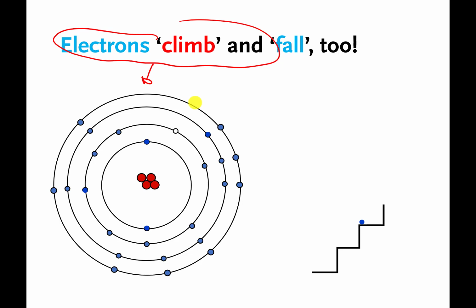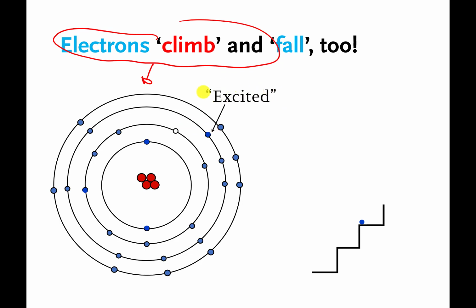When the electron climbs up to a different energy level that it's not normally at, you say that the electron is in an excited state. So there it is. It's very excited. And almost immediately the electron goes back down to its original spot, kind of falls back down. And if it falls back down, just like if you fell down a step, you would release some energy. Does that make sense? Hopefully it makes sense.